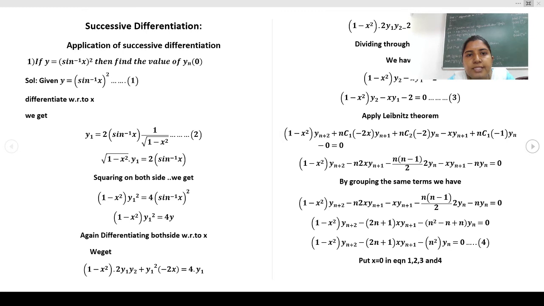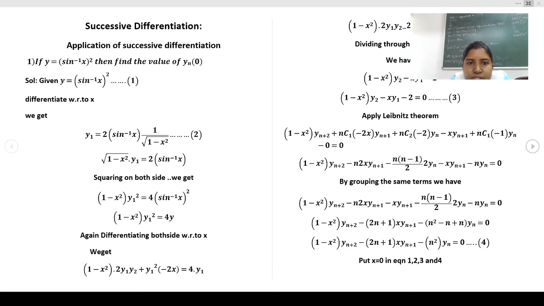Multiply the denominator term, square root of 1 minus x square, to the left-hand side. We have square root of 1 minus x square into y1 equals 2 into sine inverse of x. Now, squaring on both sides, the square and square root cancel. We have 1 minus x square into y1 square equals 4 into sine inverse of x whole square. Look at this equation: sine inverse of x whole square is the given function y. Therefore, it is 4 into y.